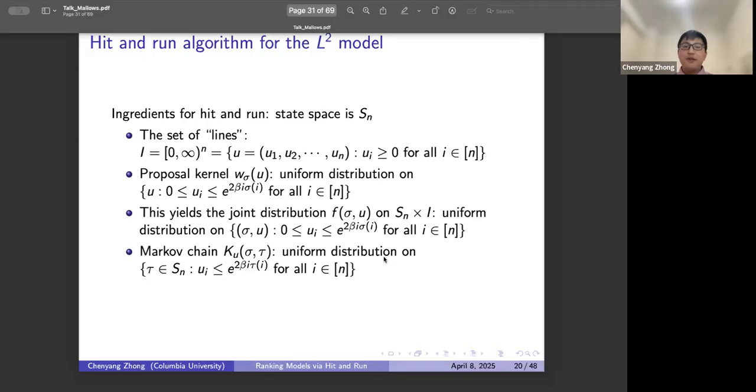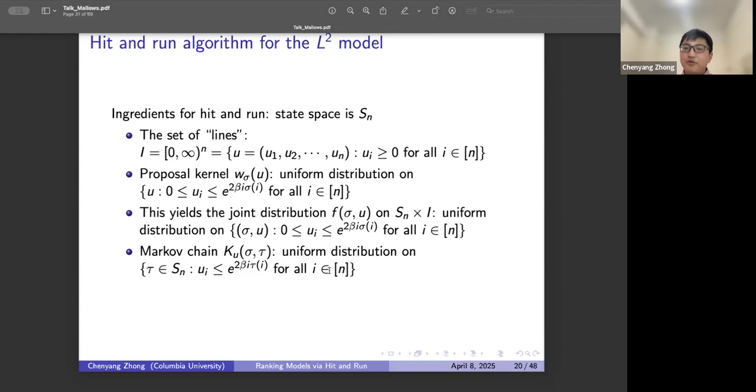Okay, so once we have determined the joint distribution, we only need to specify a Markov chain that depends on the line. The line here is u, so it's a Markov chain depending on u, and it must specify a way to jump from sigma to a new permutation tau. So here, since the joint distribution is easy to obtain, we can also see that the conditional distribution of sigma given u is also easy to describe.